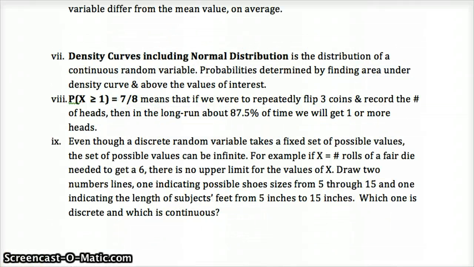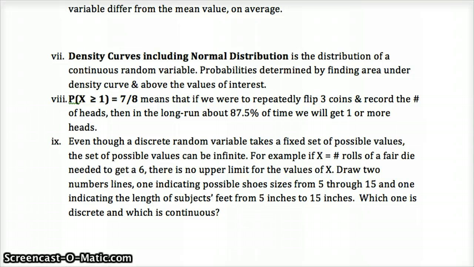Even though discrete variables have a fixed set of values, the set of possible values can be infinite. Like the number of rolls of a fair die needed to get a 6, there's no upper limit. Just by chance it may take a really long time, a lot of rolls.